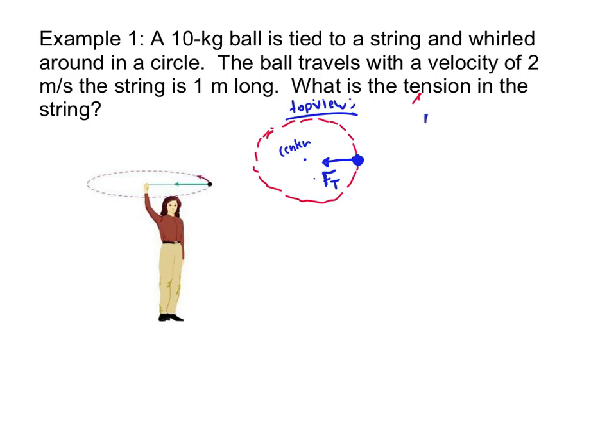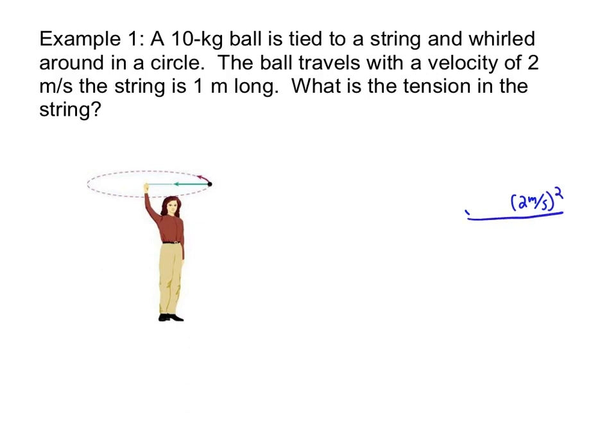Okay, so let's keep that in mind. First up, we have a mass, and that's 10 kilograms. We've got a velocity, that's 2 meters per second. And we've got the length of the string, which tells us the radius of the circle, which is just 1 meter. So just taking a look at this, we can tell that we can solve for the centripetal force acting on the ball. So centripetal force is mv squared over r. We have 10 kilograms times 2 meters per second, and we're squaring only the velocity, over 1 meter for the radius. That turns out to give us 40 newtons. So that's the centripetal force.